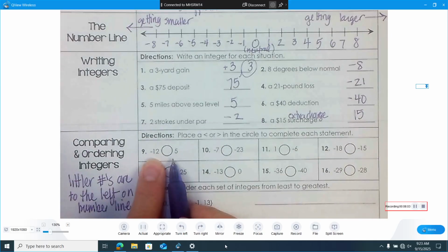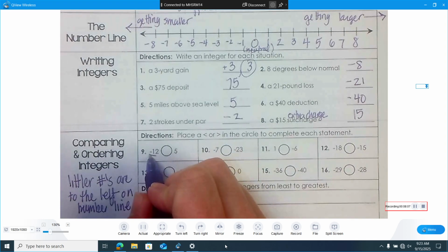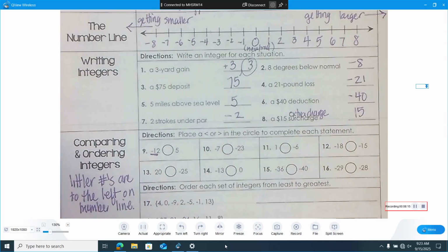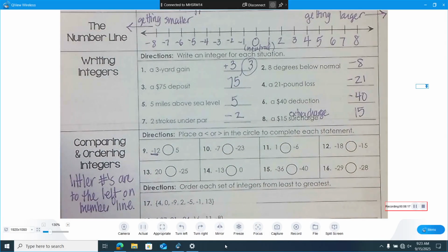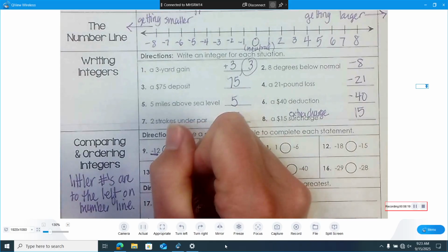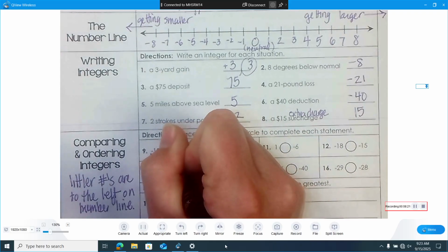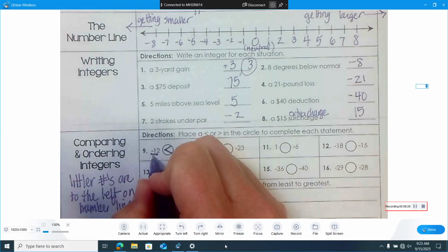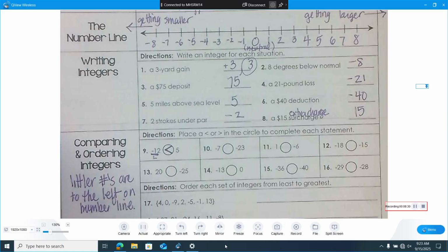So if I have a -12 and a 5, which one's further to the left? That -12 is further to the left, and that means it's littler. The littler numbers are to the left. So how should we place our little alligator greater than or less than symbol? Towards the 5, the mouth open towards the 5. Remember, the alligator eats the bigger number. The bigger number is the one I didn't underline. This one is littler, so I'm going to put a little L under there.